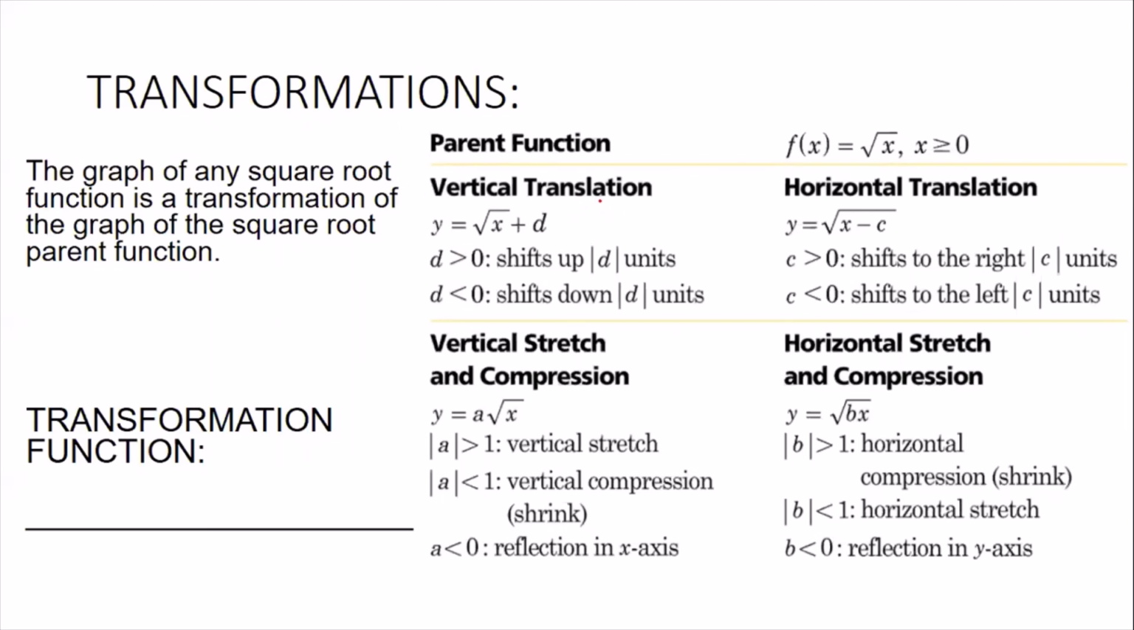So first we have our vertical translation. Our vertical translation is going to affect the y values. So your vertical translation affects your y values, which means it's going to affect your range. Okay. So if you have a number that's being added or subtracted outside of the square root, that's a vertical translation. If it's being added, it's going to go up. If it's being subtracted, then it's going to go down. That's why it says d is greater than 0 and d is less than 0, because they're either going to be added or subtracted.